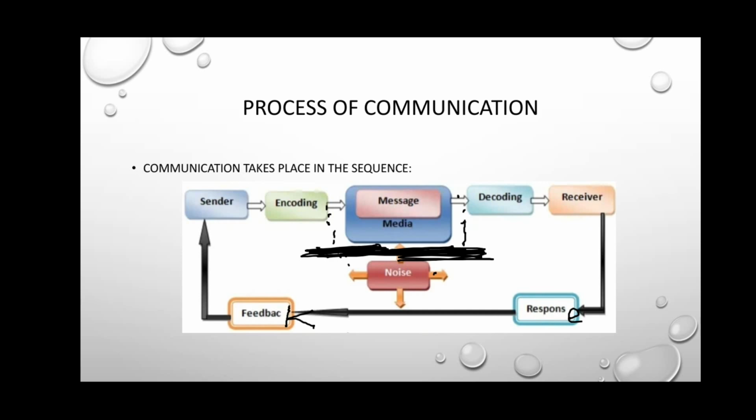So take a look. This is the figure of the process of communication, how the communication process takes place. Start with the sender, who initiates with encoding of the message and then transfers the message through a medium, maybe face to face, maybe telephonic, digital, and then the message is decoded by the receiver, and then the receiver will give a feedback or response to the sender about what he received.